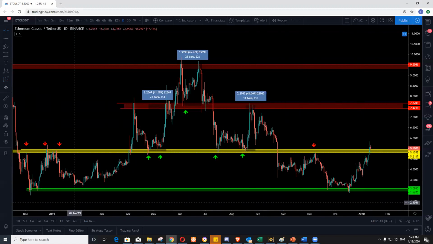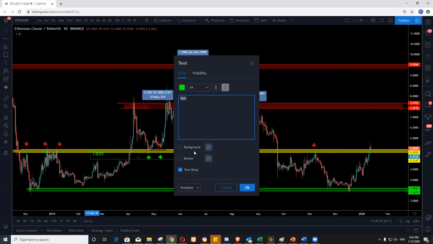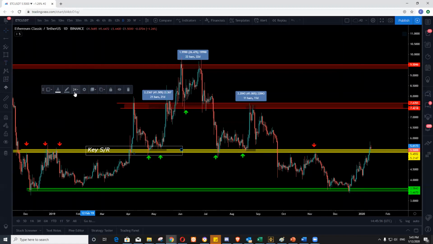So, okay, we got this. So this is our, as we said, support resistance. So here we say this is the key SR level.